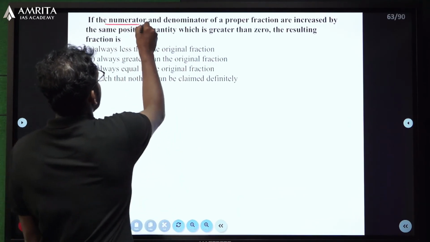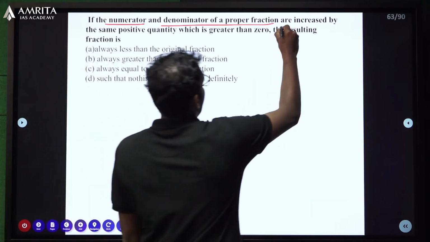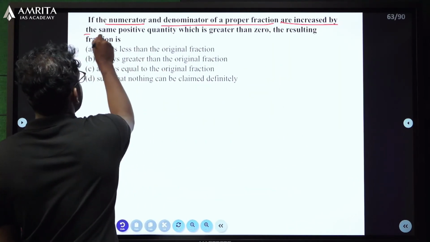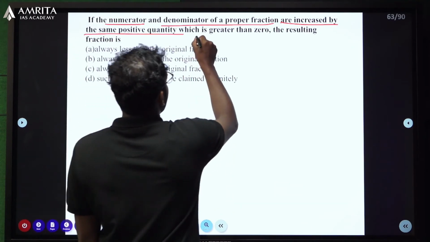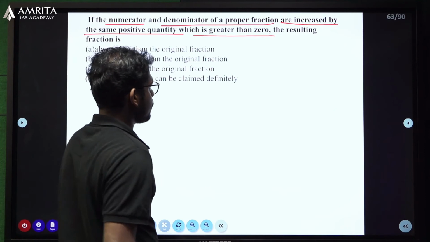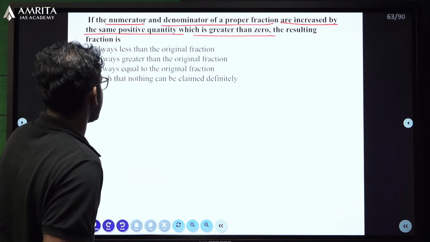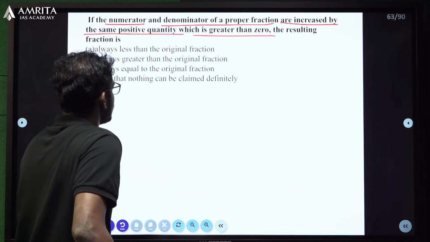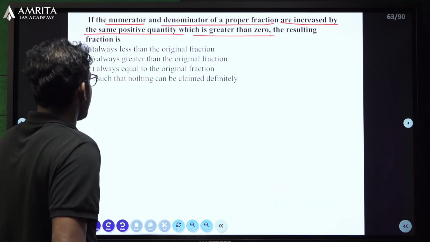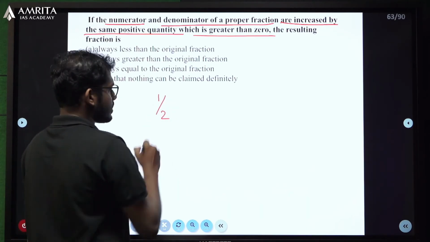If the numerator and denominator of a proper fraction are increased by the same positive quantity which is greater than 0, the resulting fraction is: always less than the original fraction, always greater than the original fraction, always equal to the original fraction, or such that nothing can be claimed definitely. Okay, let's take 1 by 2 as an example.